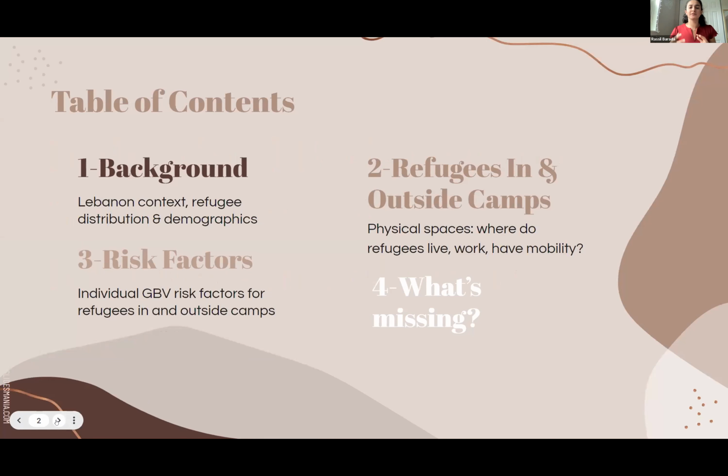And I'll then present some individual level GBV risk factors for refugees living inside and outside of formal camps, focusing on the differences between risk inside and outside those camps where the data is available. And then I'll end with what's missing from the data.